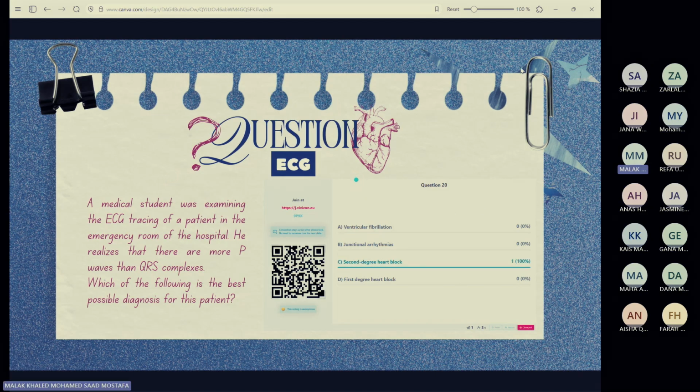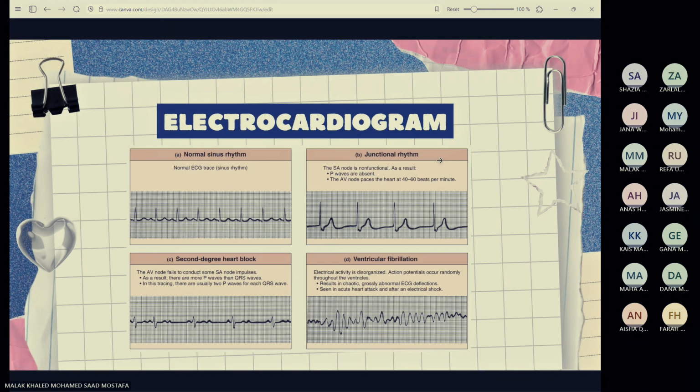Okay, awesome. So this is actually, again, also purely memorization. You memorize how your diseases look like on the ECG and how they correlate with the symptoms. The most important part that I don't want you to confuse are junctional rhythm and second degree heart block, because they're both involving the P waves, but in one of them, your P waves are missing. The other one, your P waves are more than usual, right?